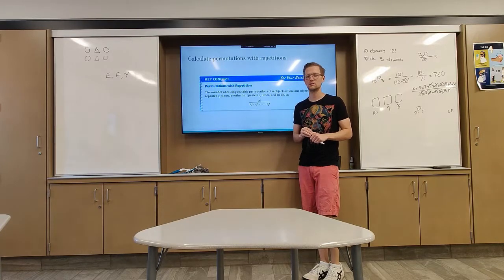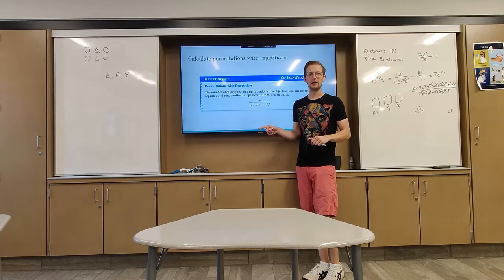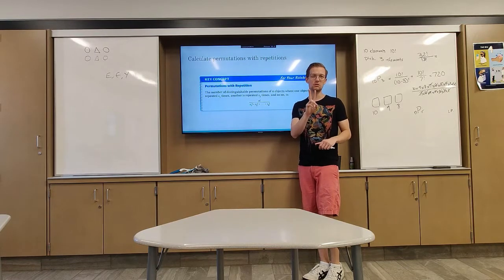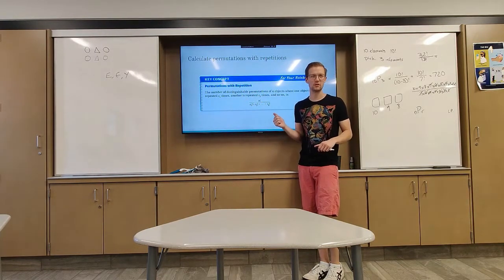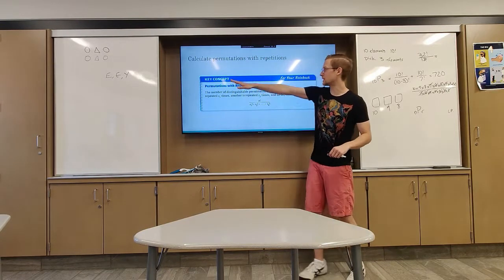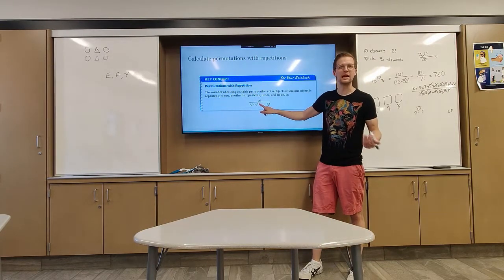In that case, S1 would be equal to 2 because I have 2 copies of E. So it would be 2 factorial. Okay. So in this case, n is equal to 3 because I have 3 elements.